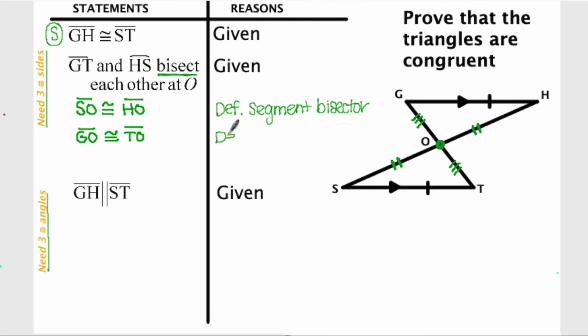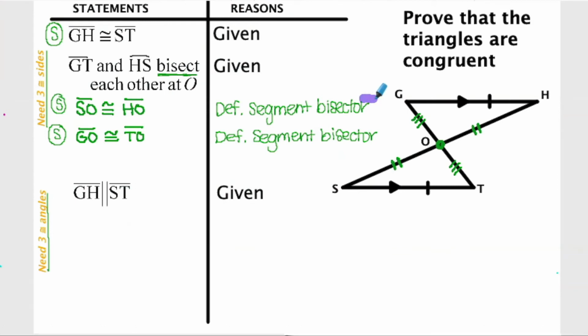And really, we use the same reason for both of those, right? And so we already have 3 sets of corresponding sides marked congruent. I'd say we're halfway there. Now it's time to try to get 3 sets of corresponding angles congruent. Can we do it? The good news is we have some parallel lines. And don't parallel lines usually give us some congruent angles?